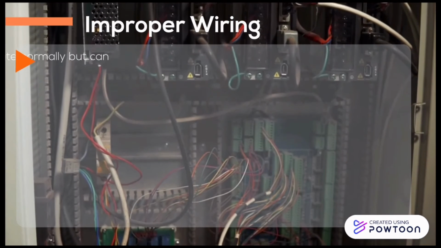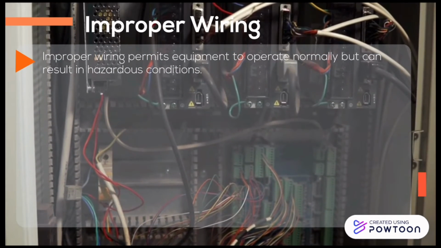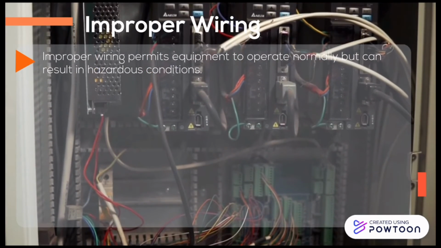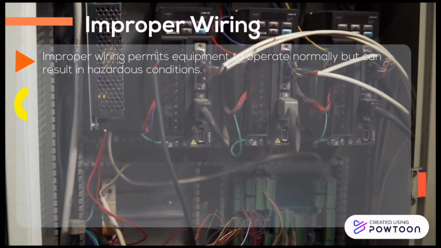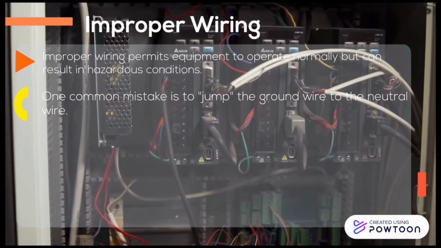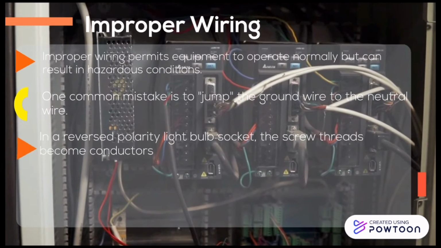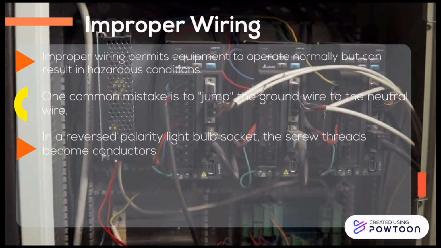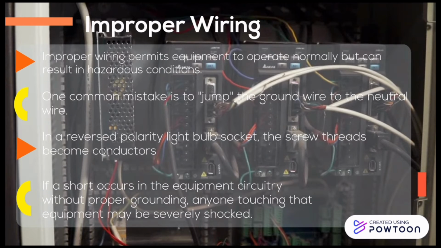Improper wiring. Improper wiring permits equipment to operate normally but can result in hazardous conditions. One common mistake is to jump the ground wire to the neutral wire. In a reverse polarity light bulb socket, the screw threads become conductors. If a short occurs in the equipment circuitry without proper grounding, anyone touching the equipment may be severely shocked.